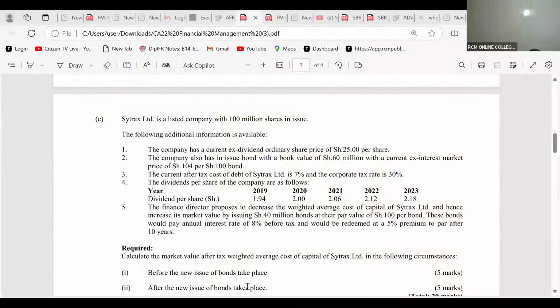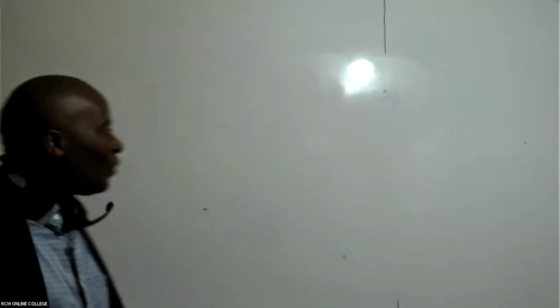When we issue bonds, we expect to get a new KD. Look at note number 5. The finance director proposes to decrease the WACC of C-Trucks Limited and hence increase its market value by issuing 40 million bonds at their par value of 100 million. These bonds would pay an annual interest rate of 8% before tax and would be redeemed at a 5% premium to par after 10 years. So this is the cost of a redeemable bond.